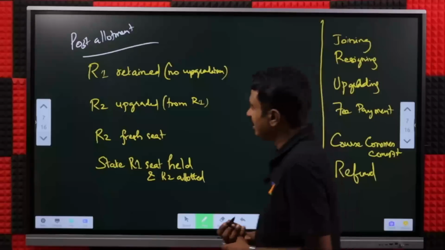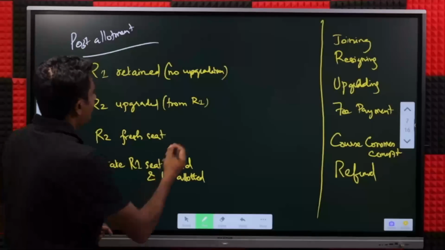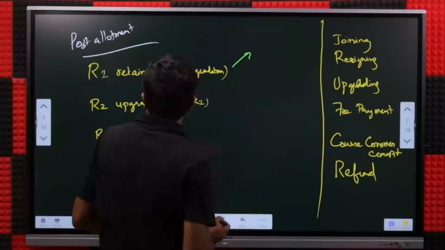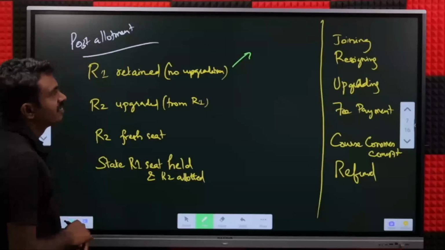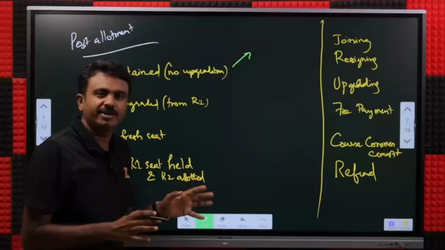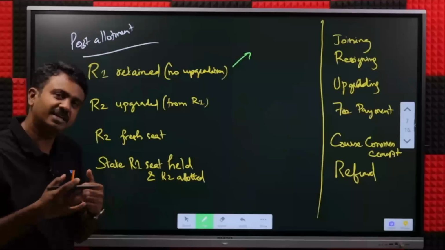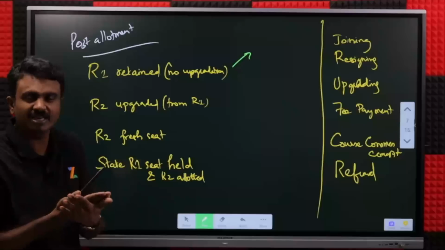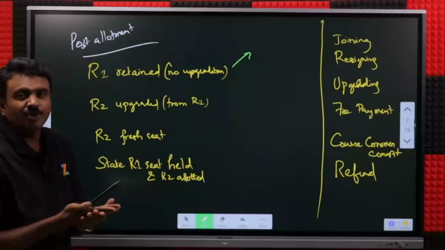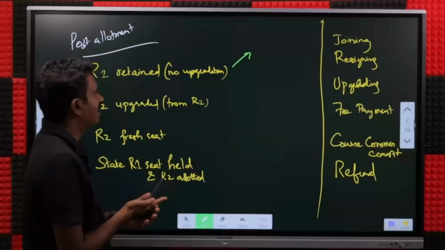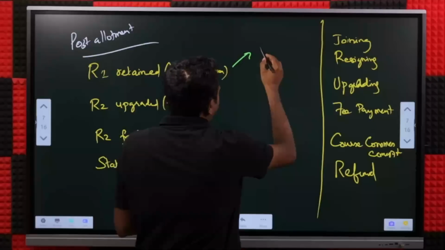Okay, so in case of this scenario, one, joining, how will it work out? There is nothing called joining. You have retained your R1 seat, correct? No joining is required. You have already joined your R1 institute. You got your admission letter from Intra MCC. That is why you are able to go for an upgradation where it mentioned willingness for upgradation. Nothing to be done as far as joining is concerned.